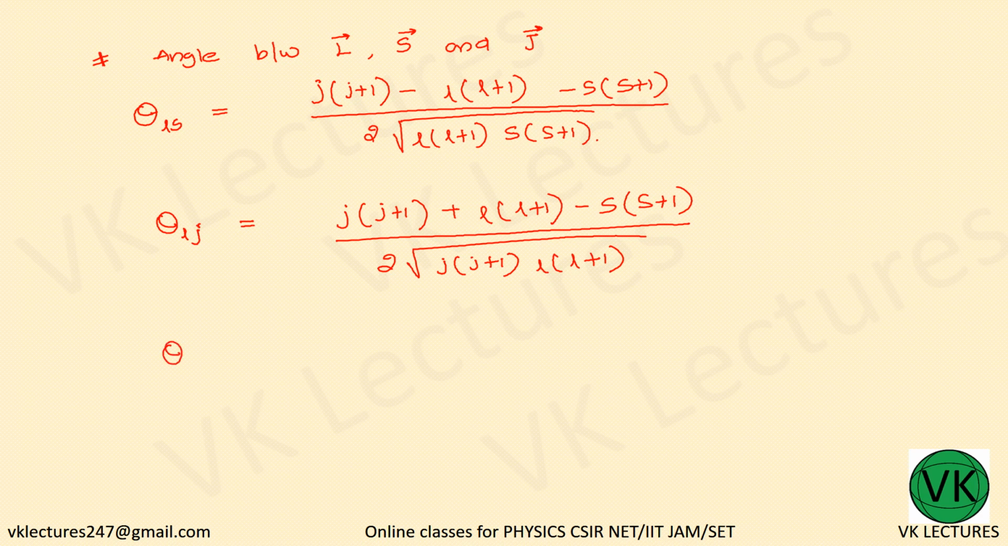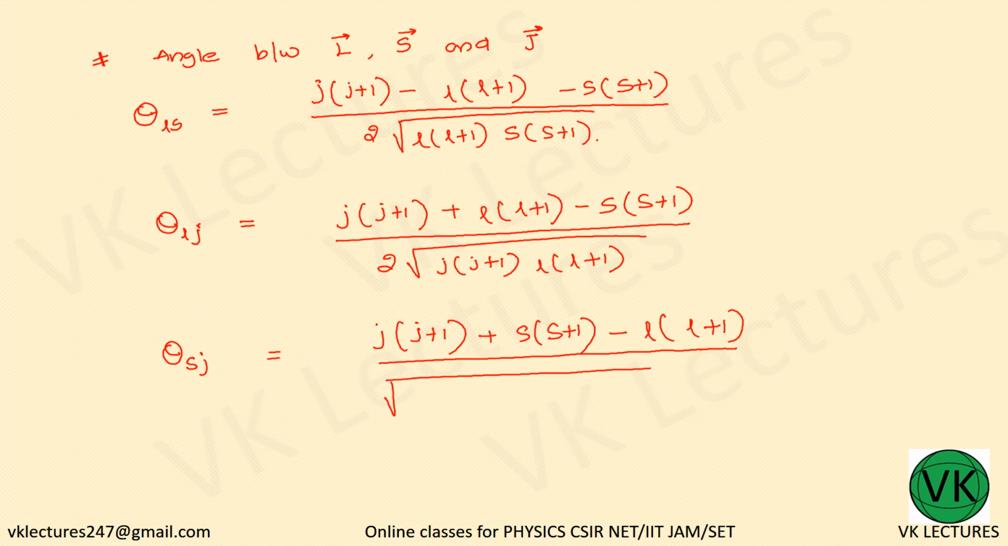The theta of SJ is equal to J into J plus 1 plus S into S plus 1 minus L into L plus 1, divided by root of 2 times root of J into J plus 1 times S into S plus 1.